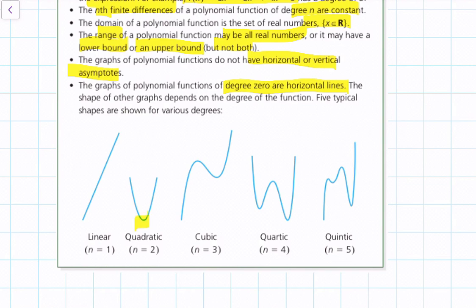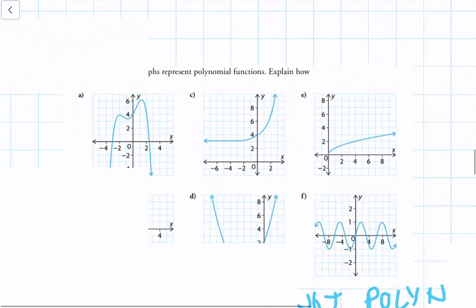So here we have n is equal to 2, and the turning point is 1. Here, n is equal to 3, we have 2 turning points. N is equal to 4 here, we have 3 turning points. N is equal to 5, we have 4 turning points. And that is one way that you can use to distinguish between functions, and also when you draw your functions. That's something you can use.